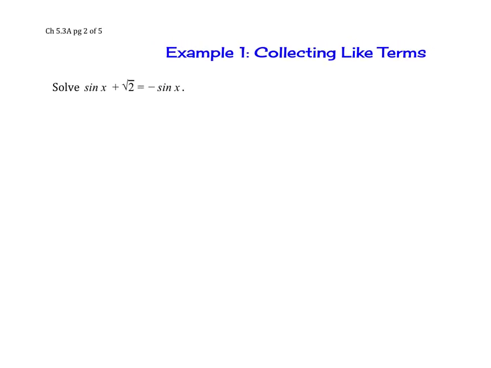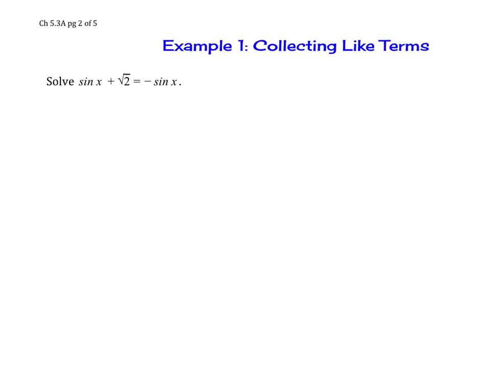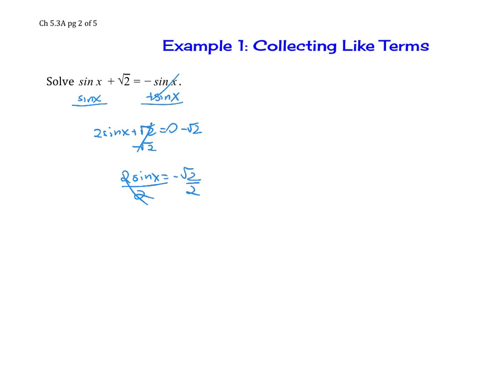So for example 1, let's collect like terms. We want to add sine of x to both sides. So we have 2 sine of x plus root 2 equals 0. Let's subtract root 2 from both sides. So we get 2 sine of x equals negative root 2, divided by 2. So sine of x equals negative root 2 over 2.